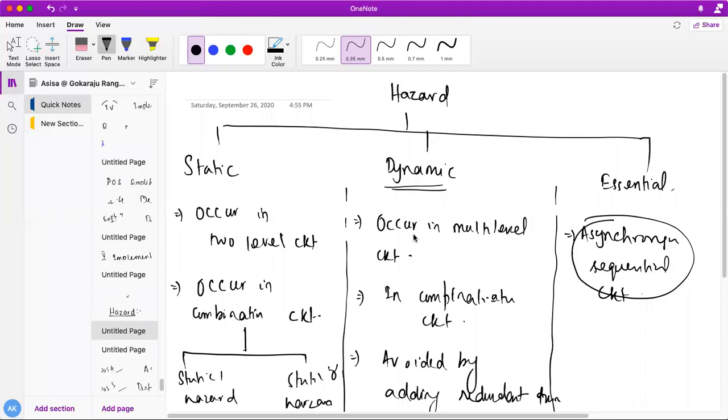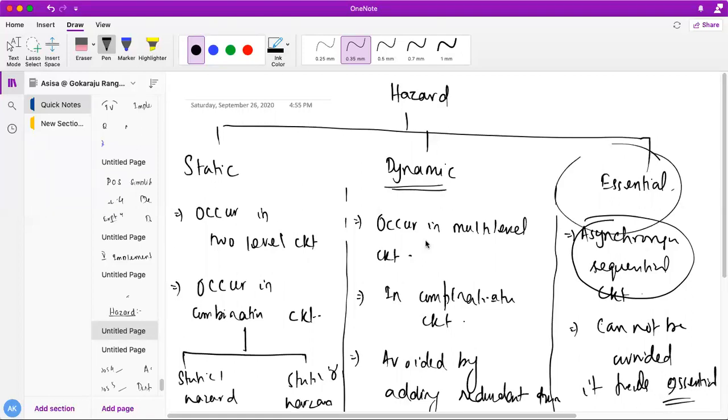Essential hazards cannot be avoided, but they feel essential sometimes. I'll tell you about this, don't worry. It feels essential, that's why it's called essential hazard.